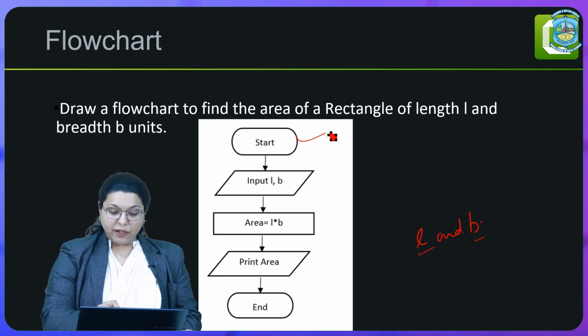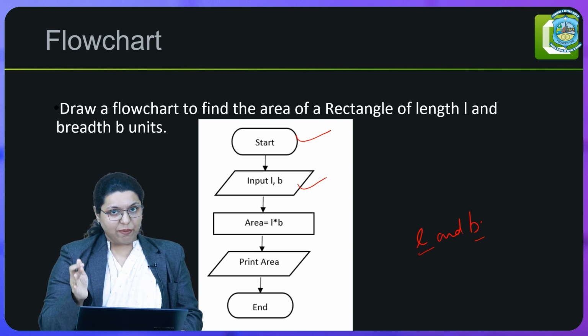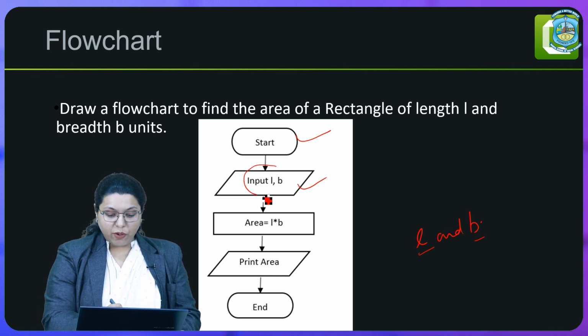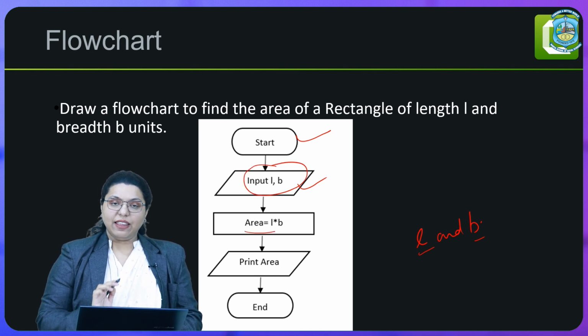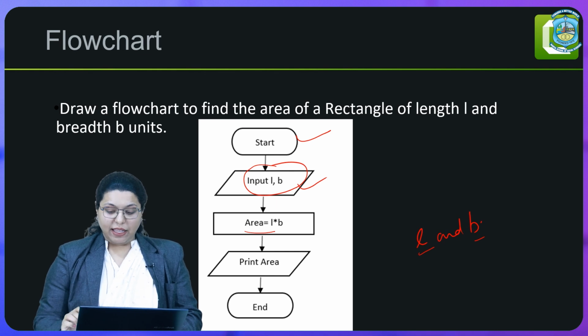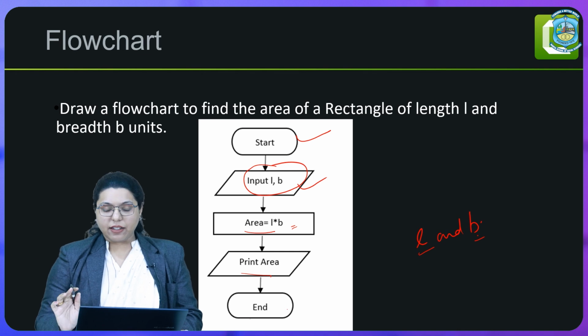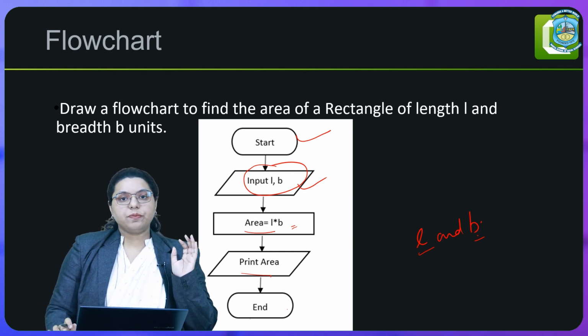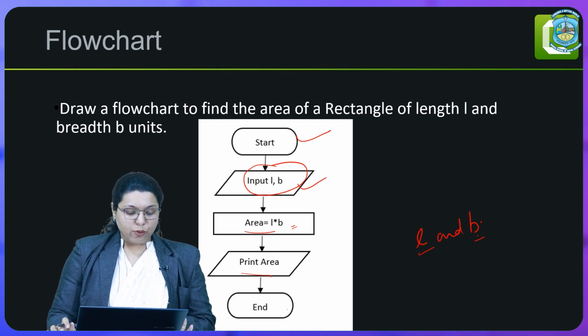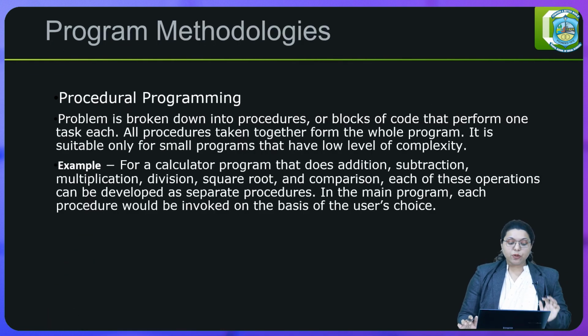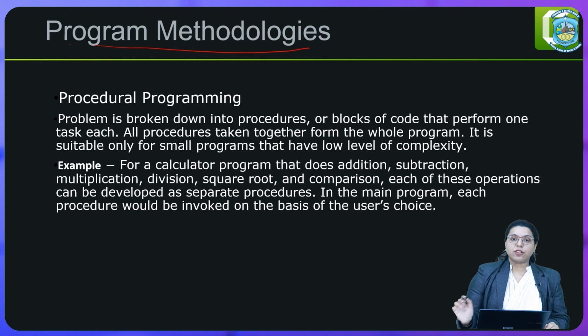where we have a start button. We will input L and B. These are my input values, and then we will find the area. Area is what? L into B, L multiplied by B, and then print area. Once we have the value of L and B, we can just print the area of the rectangle and then end. So, this was another example of a flowchart. We will move towards the next concept, that is program methodologies.